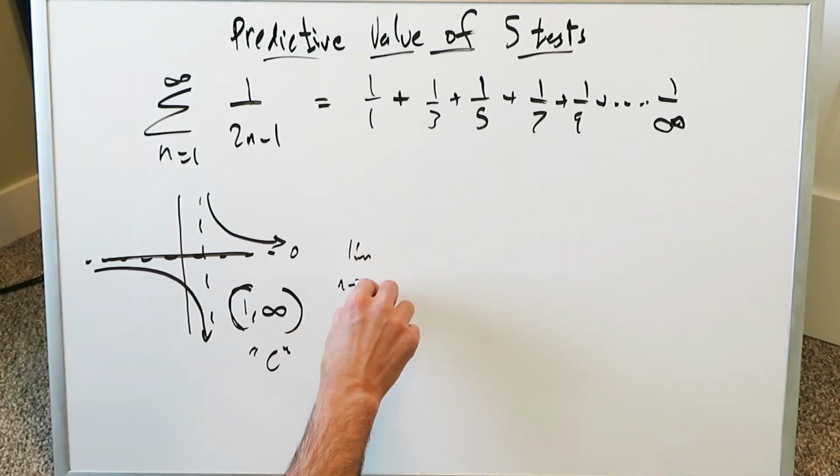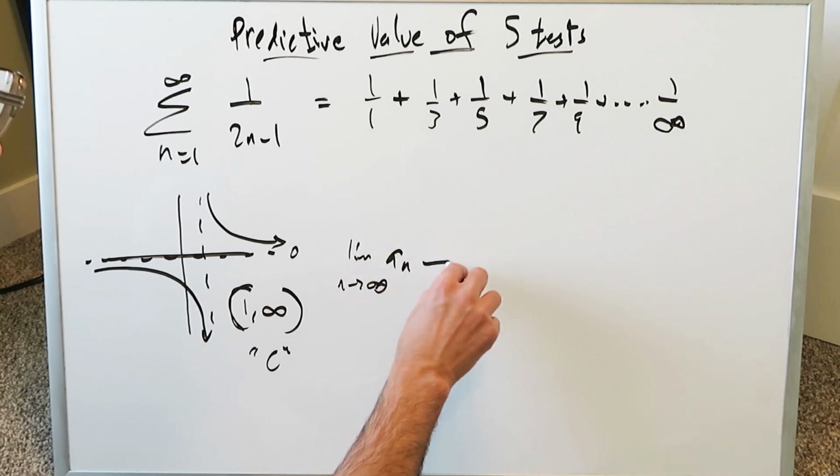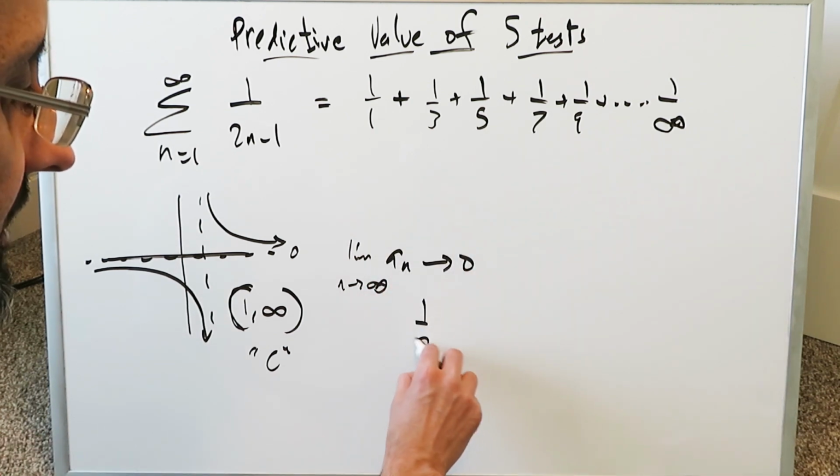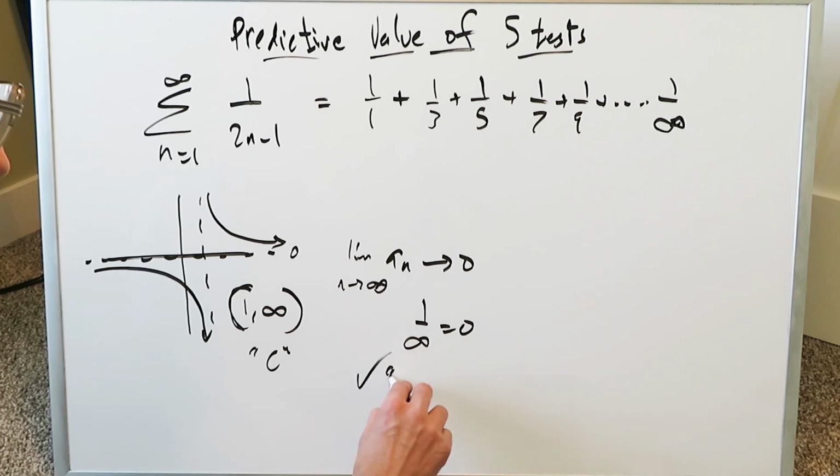Limit as n approaches infinity. Is your series approaching 0? It is. 1 over infinity is equal to 0, so it is. So based on that, we're seeing convergence.